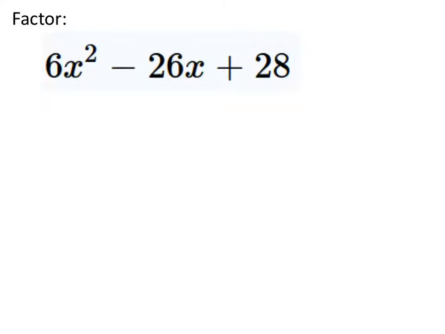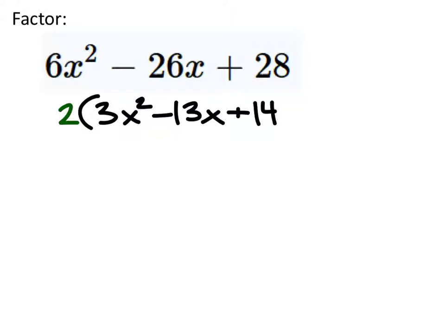All right, so like this one. So we'll do this one a little bit different than that last one. We got 6x squared minus 26x plus 28. Here's the thing that we should recognize right away, is that all three of the numbers are even. So at least I should be able to factor out a 2. If I did that, then what would I be left with? 3x squared minus 13x plus 14.